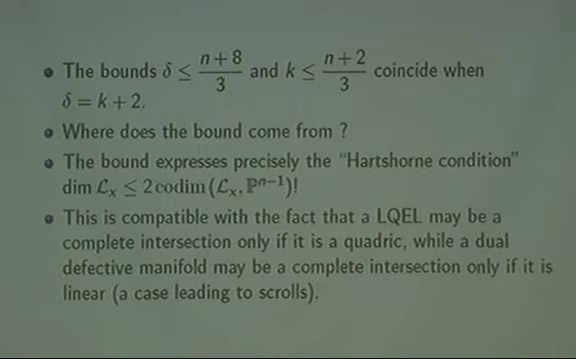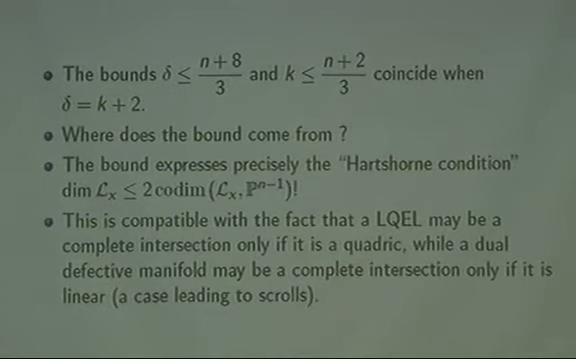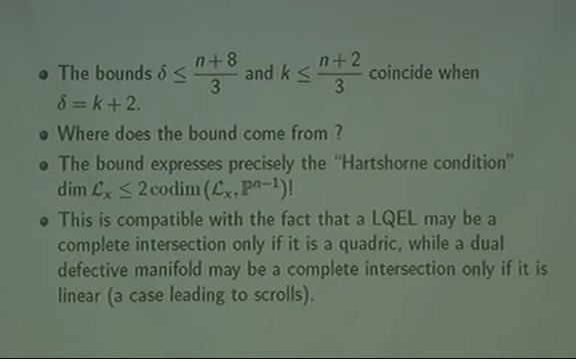So essentially, this is the Hartshorne conjecture in disguise. And we first proved that, and then we realized that it should be something true about that bound given by Hartshorne.